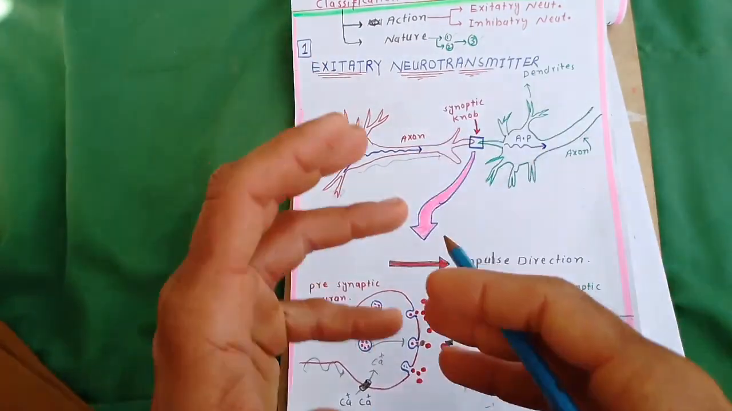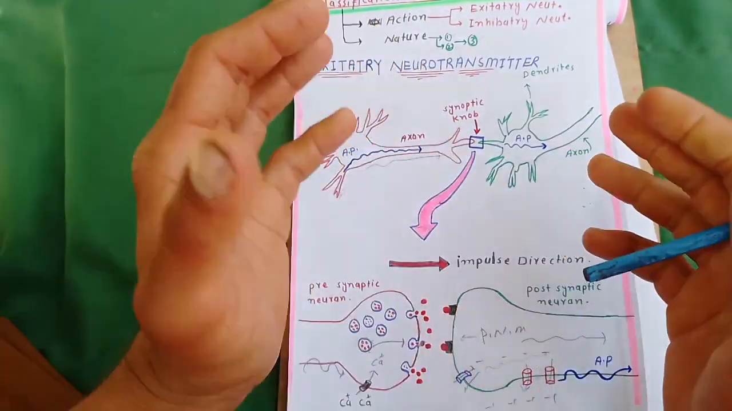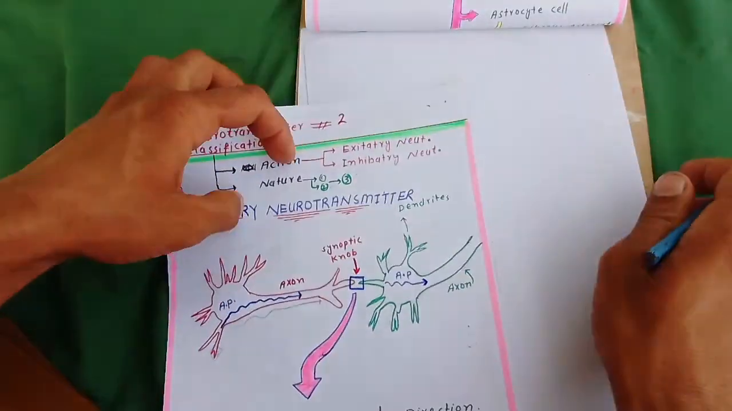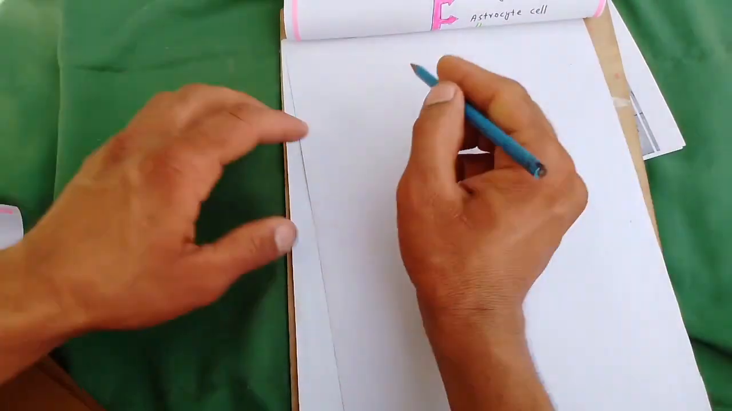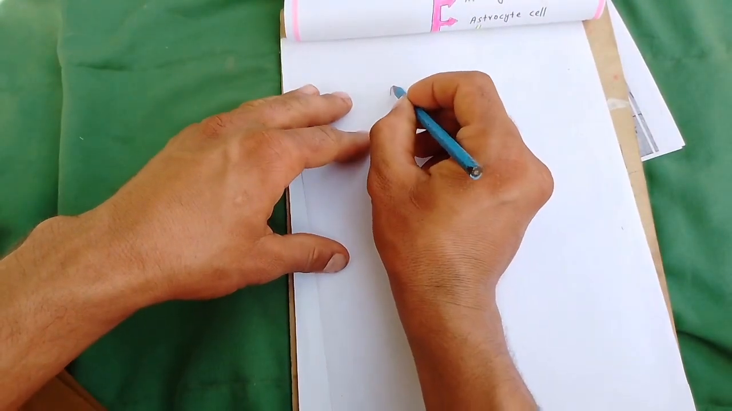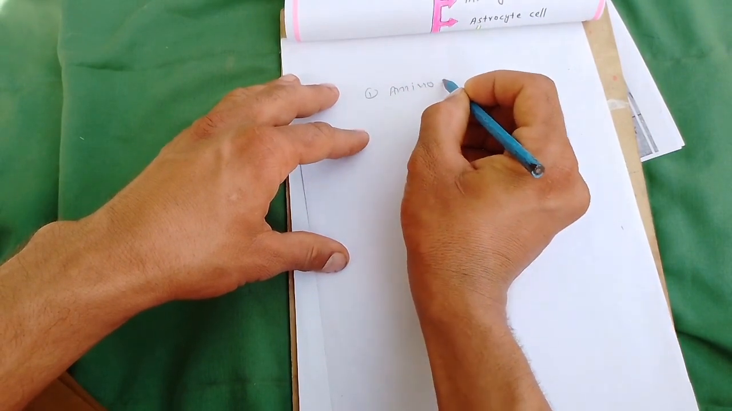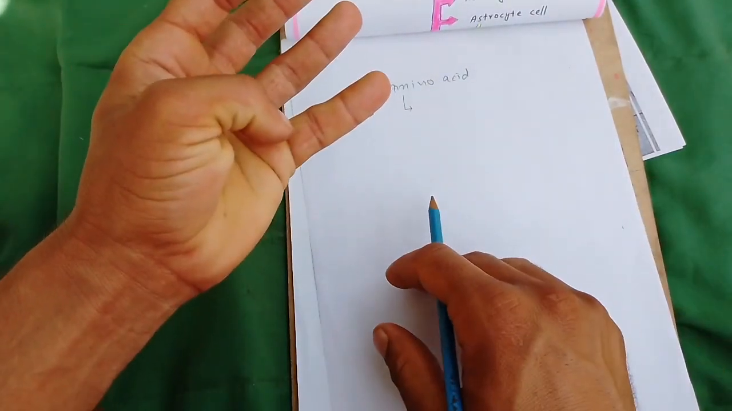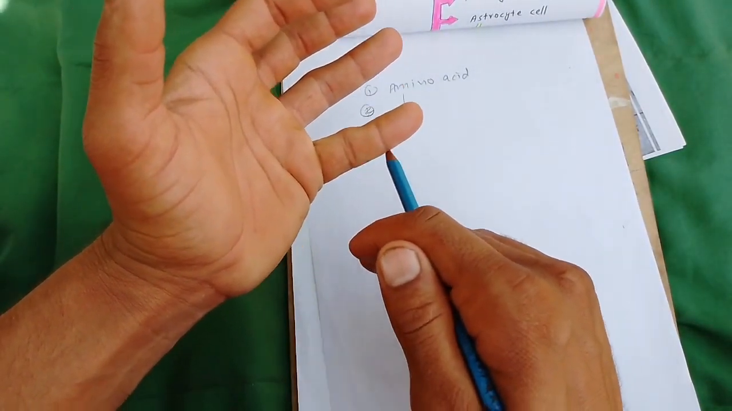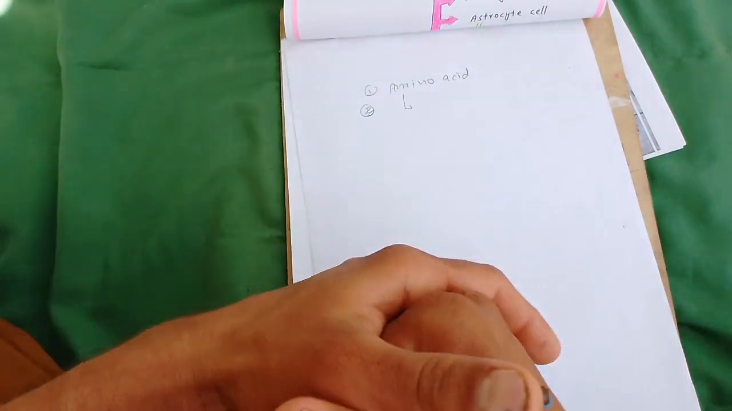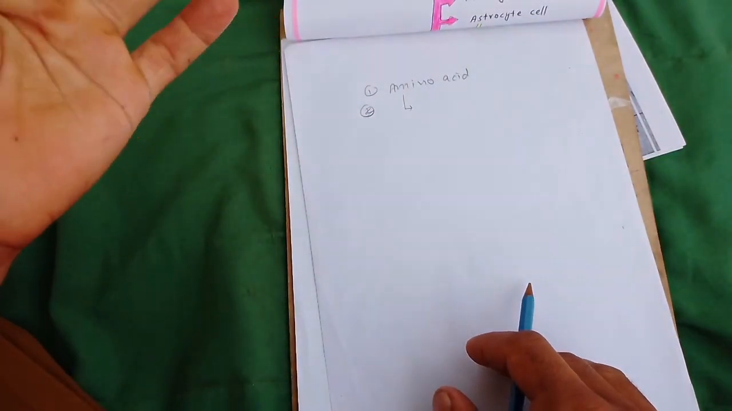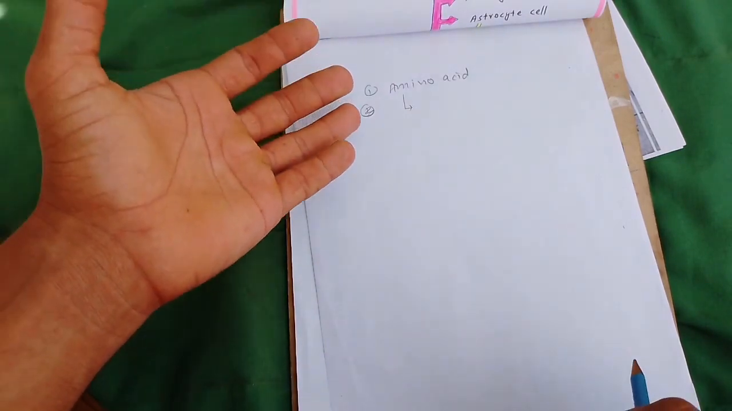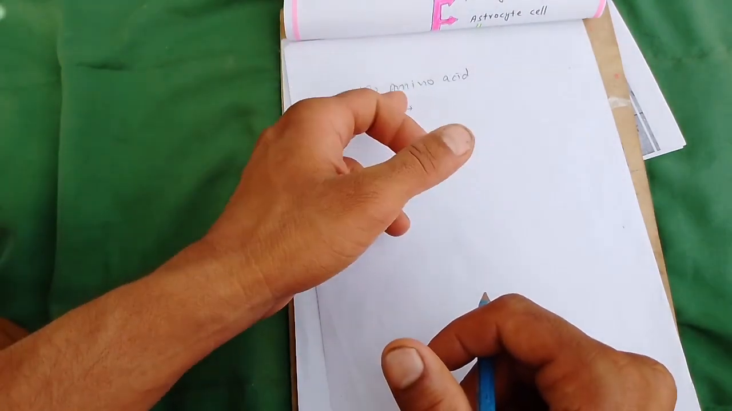Classification on the basis of nature. Nature means the composition of the neurotransmitter. On the basis of nature, we classify neurotransmitters into three classes. Number one, amino acids, like glutamic acid, aspartic acid, and glycine. These are simple amino acids. So GABA and aspartic acid are neurotransmitters which belong to the amino acids.